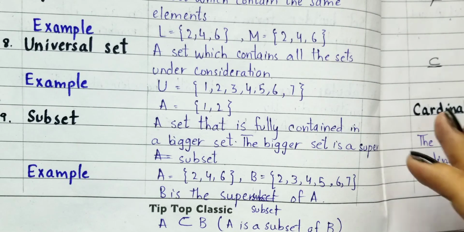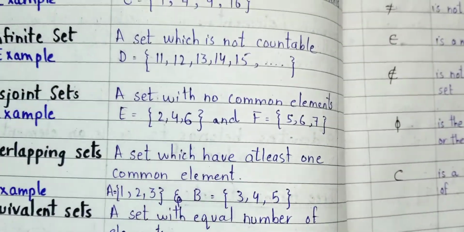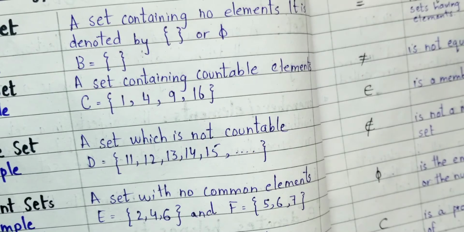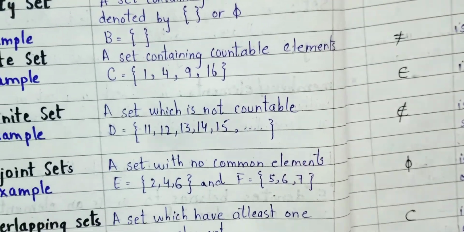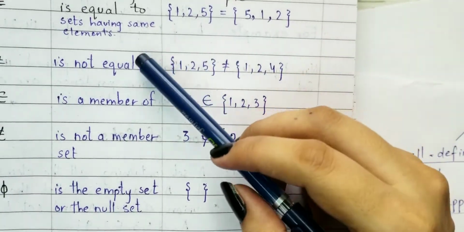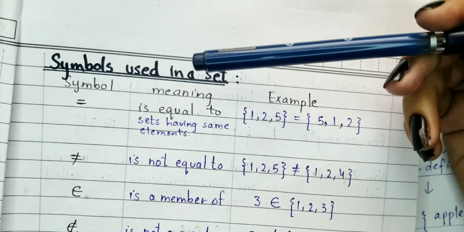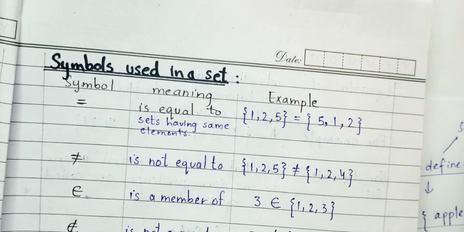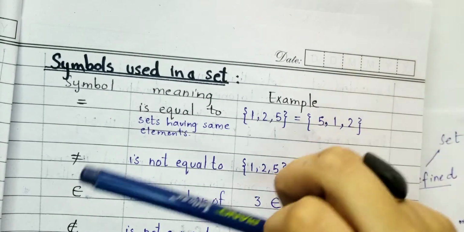So till now we have discussed what a set is, the forms of set, the different types of set, and now let's move towards the symbols that are used in a set. Symbols used in a set: the one that is so common is equal to.